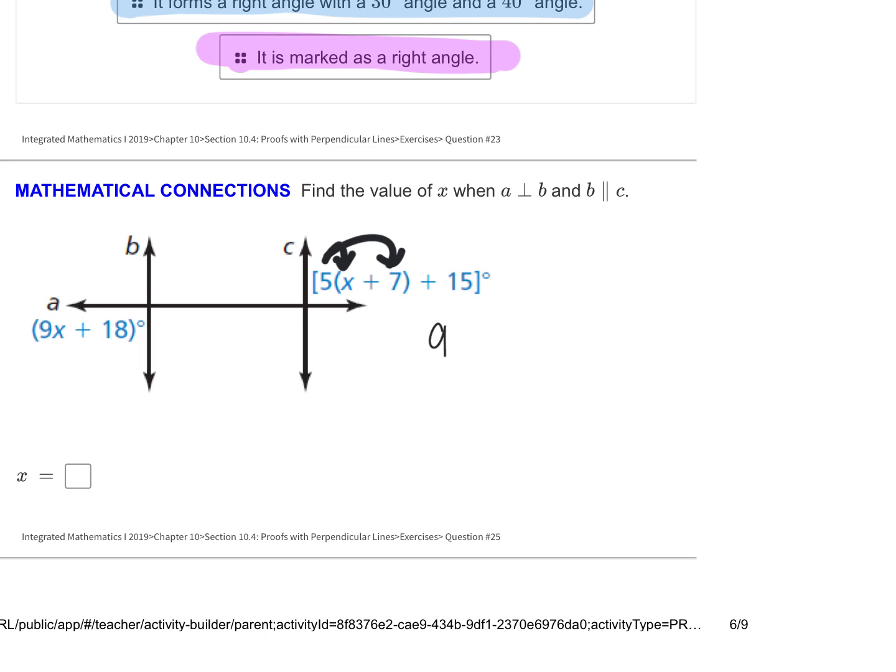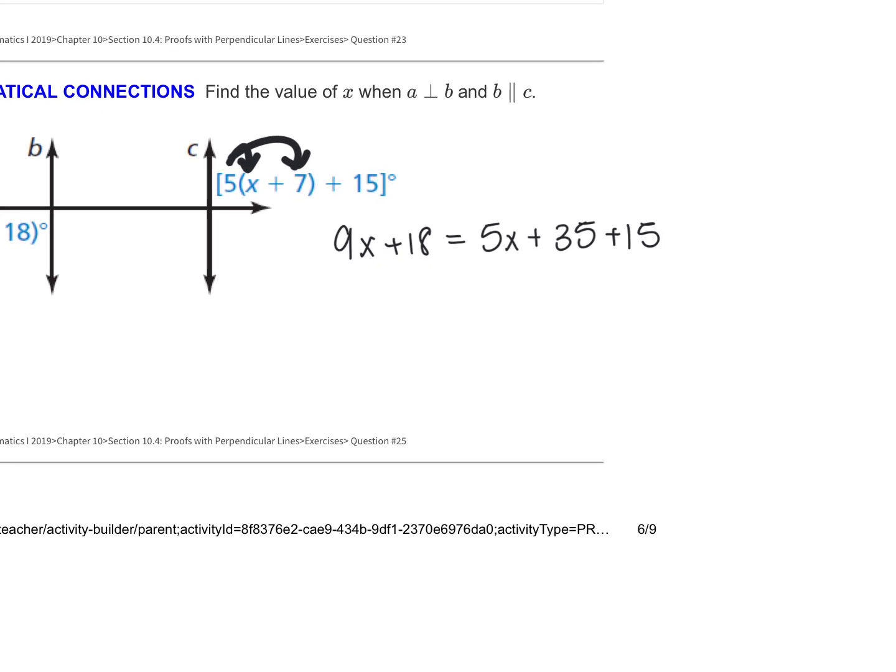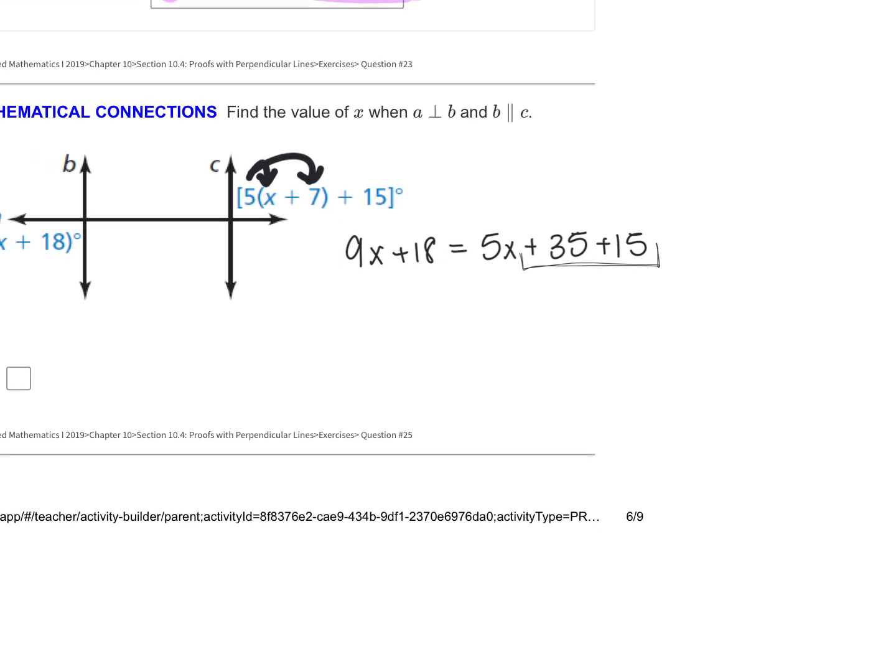So I'm going to have 9x plus 18 equals 5x plus 35 plus 15. What should I do next? Add 35 and 15. Good, I'm going to combine my like terms, which is right here. I'm going to have 9x plus 18 equals 5x plus 50.